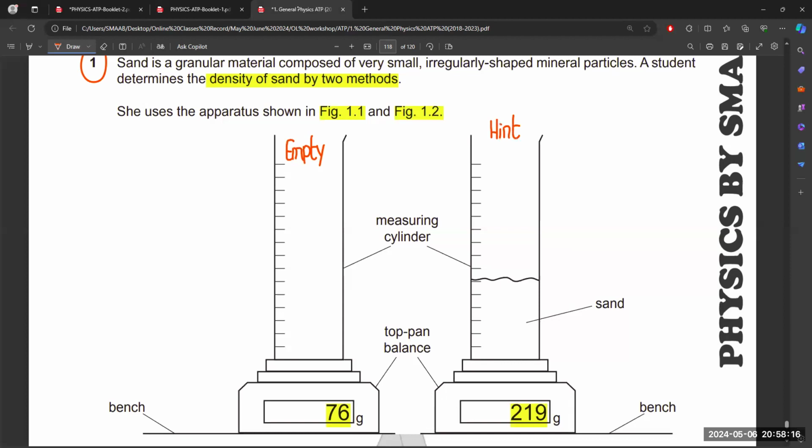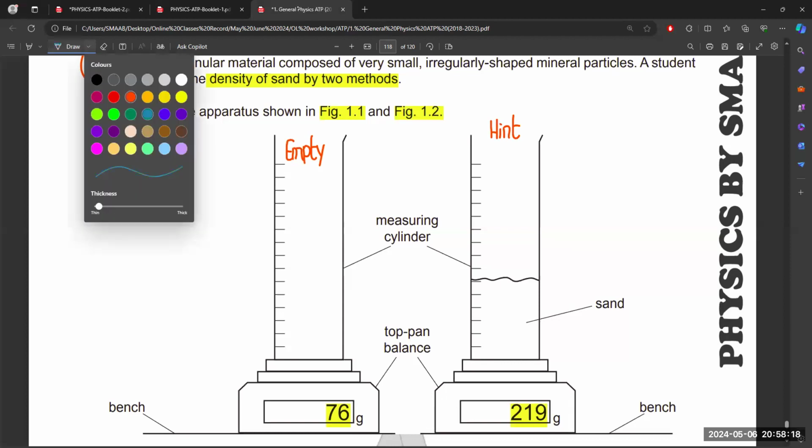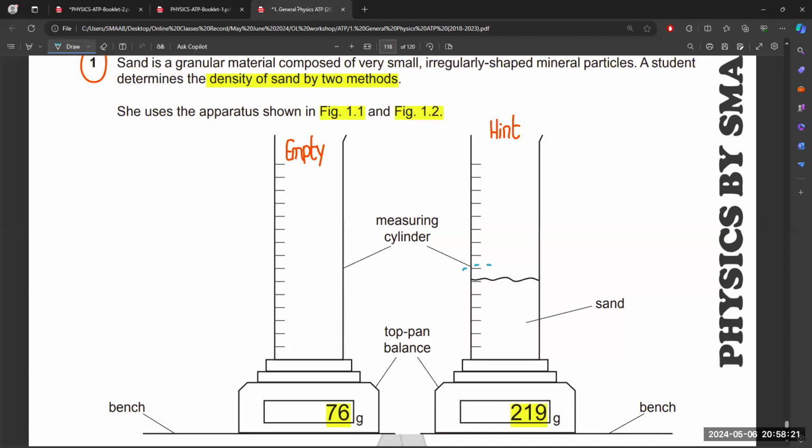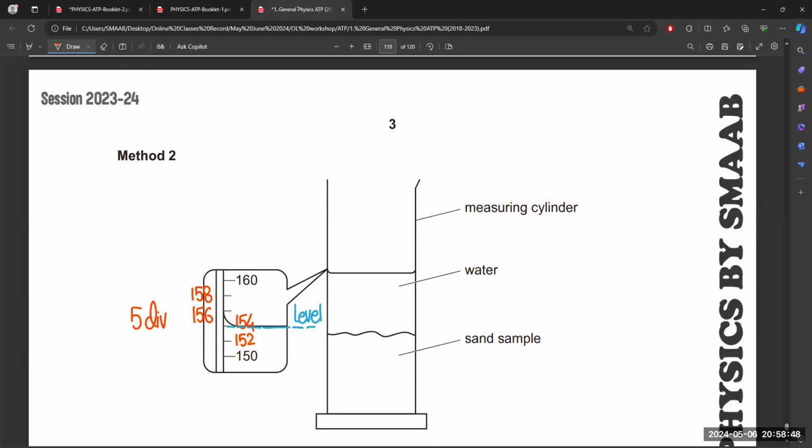So basically the problem is, if you observe this surface, this is not flat, right? Let's suppose someone is taking a reading from this point, but the level is at a different point. So there is a chance of error, right? And when we use water, water helps to get an exact straight line reading from the ruler or from the measuring cylinder, right?